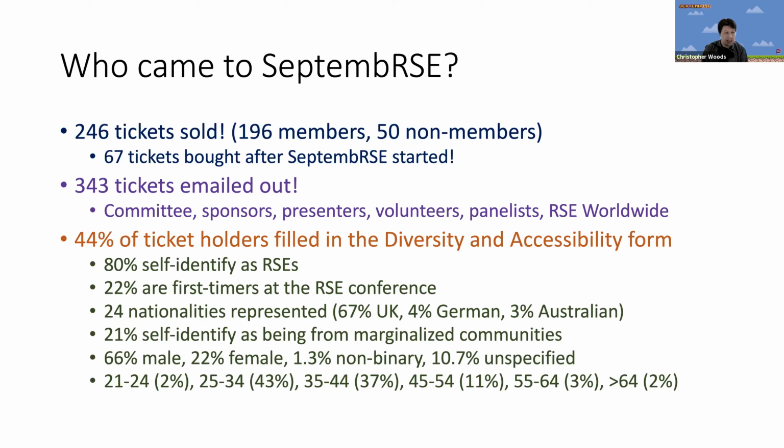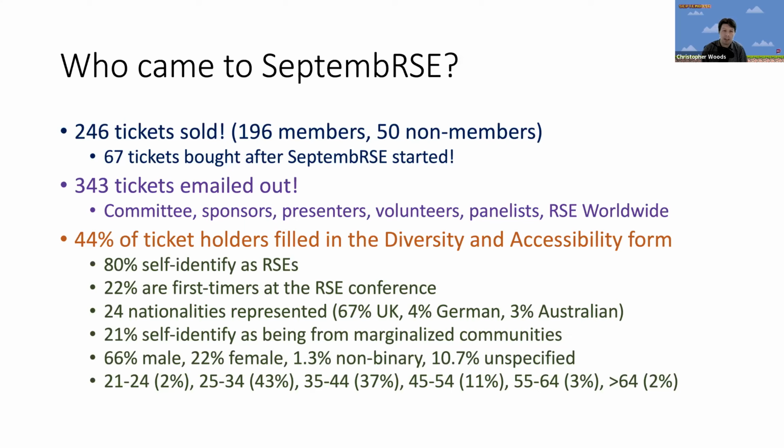Now, in terms of the ticket holders who purchased tickets or who were emailed a ticket, we asked for a diversity and accessibility form. 44% of ticket holders filled this in. 80% of the community self-identified as RSEs, which I think is good. It's got a good balance between the main audience, but also people who are not RSEs who are interested in attending. What I really like, and what we always strive to do at the conferences, is 22% of first timers. So people who've not been to an RSE conference before.